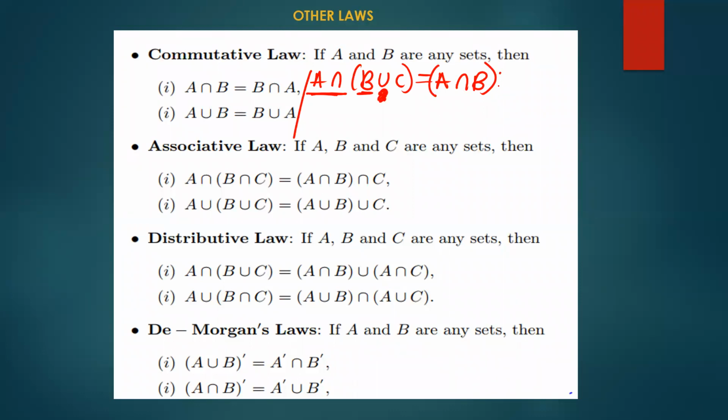In this case, we have union, so I'm going to put that in between. Then we open the brackets, you get this same A intersection, you write it there, and then you put it together with C. So it means that we have distributed the set. This is how you distribute.